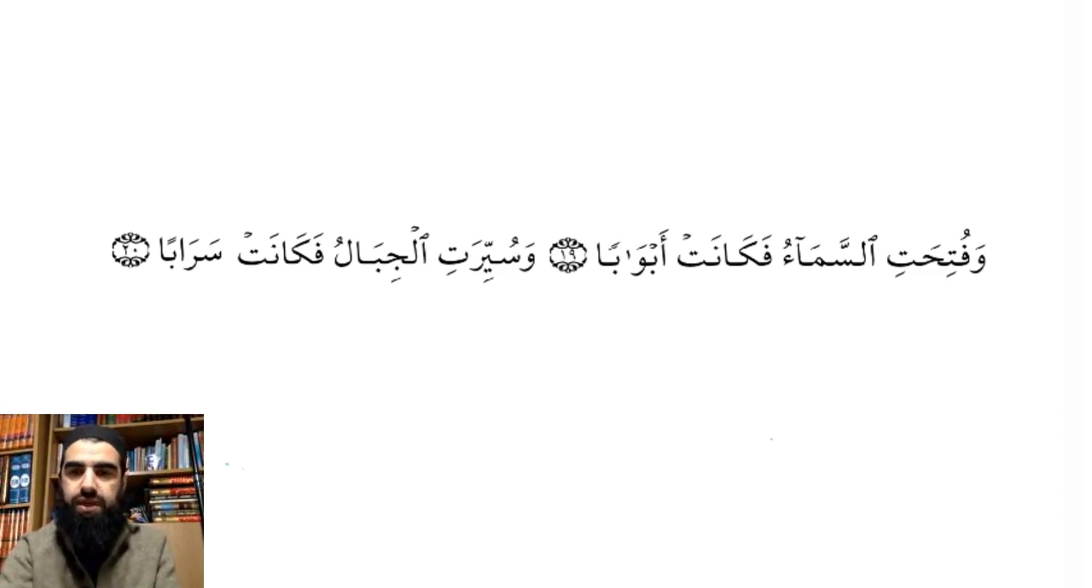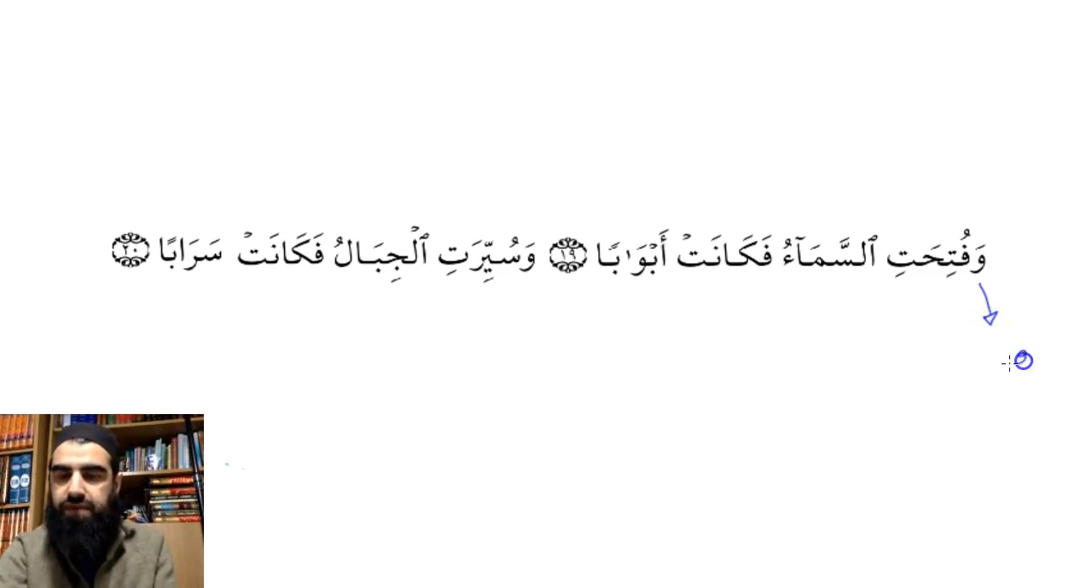And without any ado, let's start with today's lesson. So, وَفُتِحَتِ السَّمَاءُ فَكَانَتْ أَبْوَابًا وَسُيِّرَتِ الْجِبَالُ فَكَانَتْ سَرَابًا. So, the translation of this roughly is: وَفُتِحَتِ السَّمَاءُ, and the sky was opened, فَكَانَتْ, so it was أَبْوَابًا, doors, وَسُيِّرَتِ الْجِبَالُ, and the mountains were moved or made to move, فَكَانَتْ, and so they were سَرَابًا, a mirage.